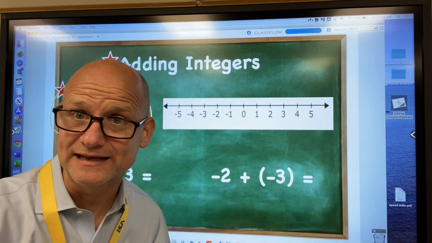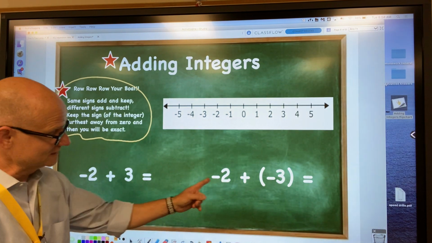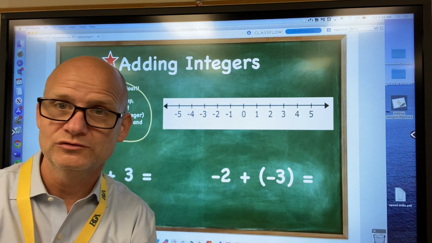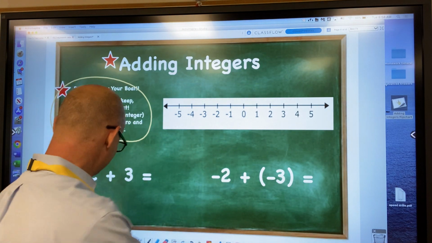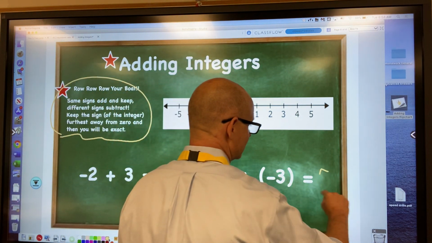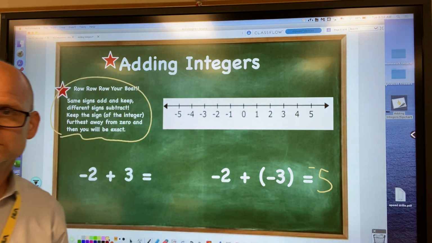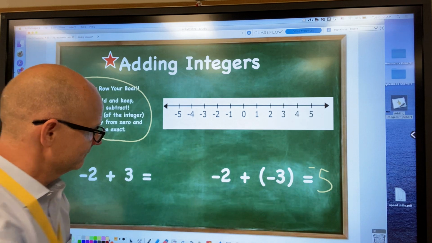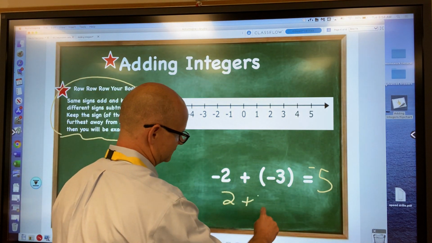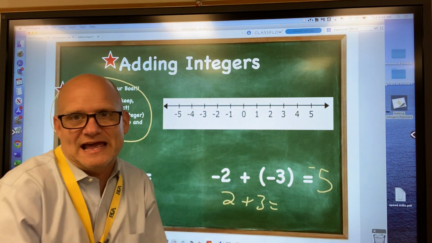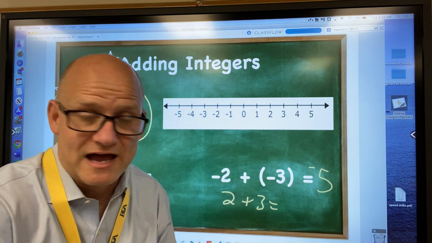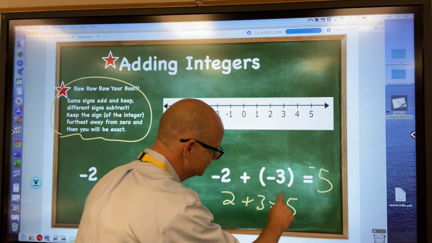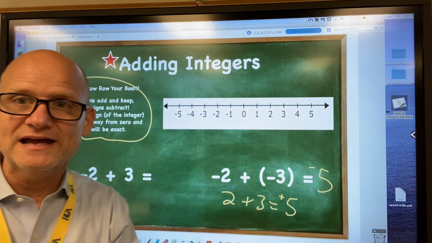Same signs, add and keep. So here I have same signs, so you add and keep. Okay, negative 2, negative 3, I add, and I get 5, and I keep the sign. Same signs, add and keep. Pretty easy. So if I have 2 plus 3, same signs, those are 2 positives, I just add and keep. 2 plus 3, that's 5, and I keep the sign, which is a positive. We don't have to put the little plus, but that's a positive.